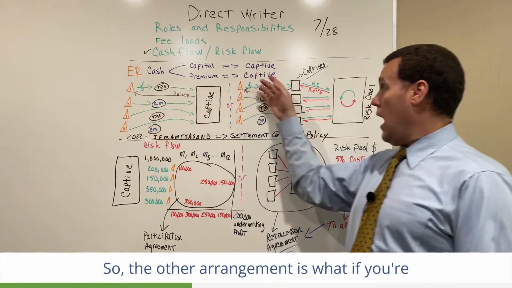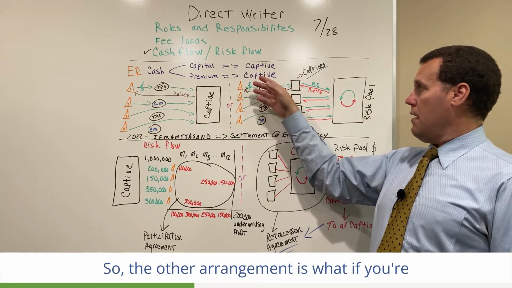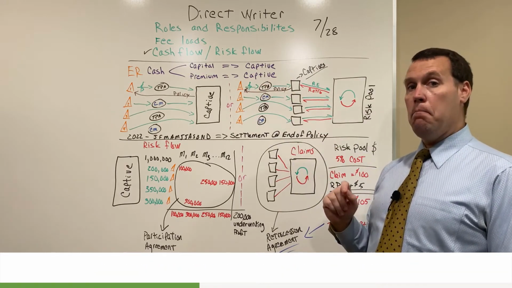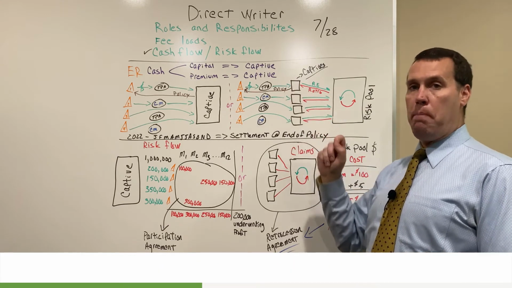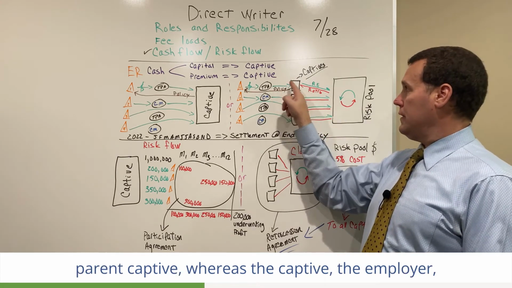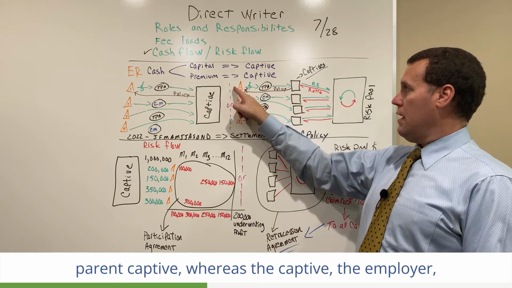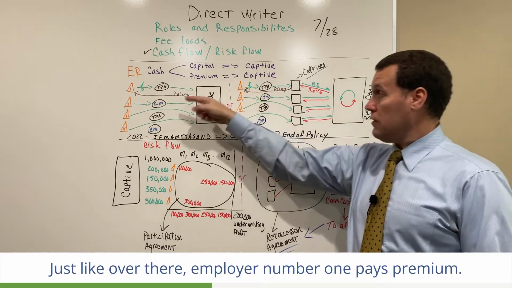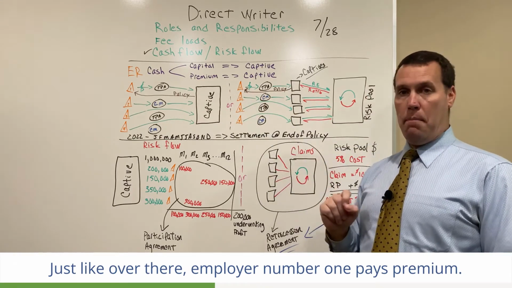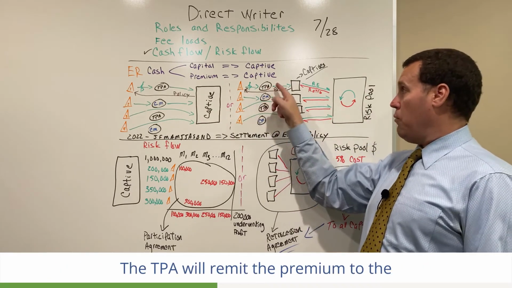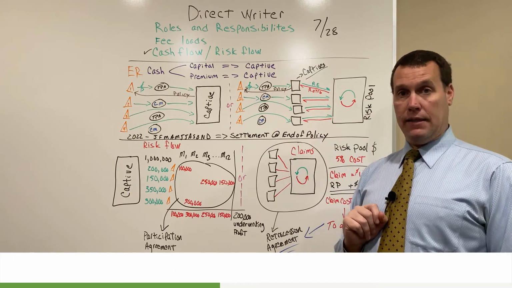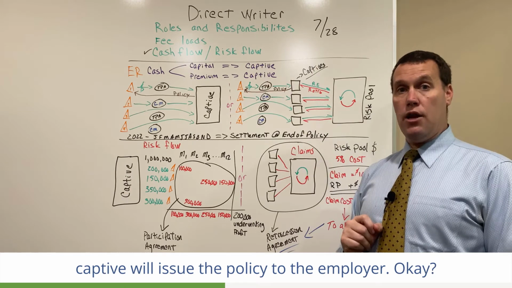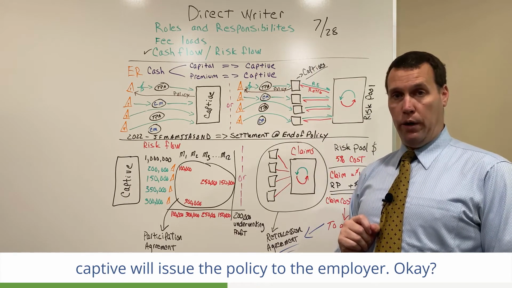So the other arrangement is, what if you're an employer and you have your own captive? Many times this is called a single parent captive, where the employer is the parent of the captive. Just like over there, employer number 1 pays premium, the TPA will remit the premium to the single parent captive, and then the single parent captive will issue the policy to the employer.